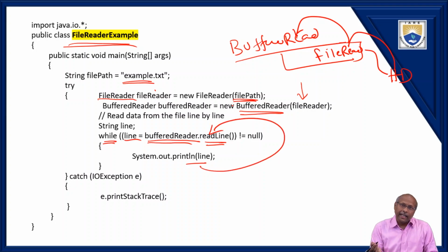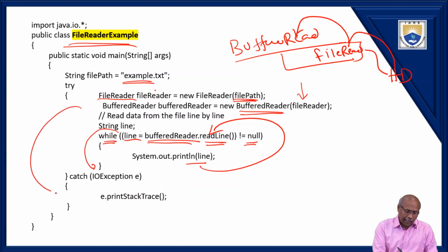When you reach the end of the file, then you cannot read. That time it returns a null value. So this read line method will return null if you reach the end of the file. Whenever null comes, the loop will stop. So this is the way it works. If at all any error comes, then the control will come to the catch block. So the program is more stable. So, this is the way file reader works.